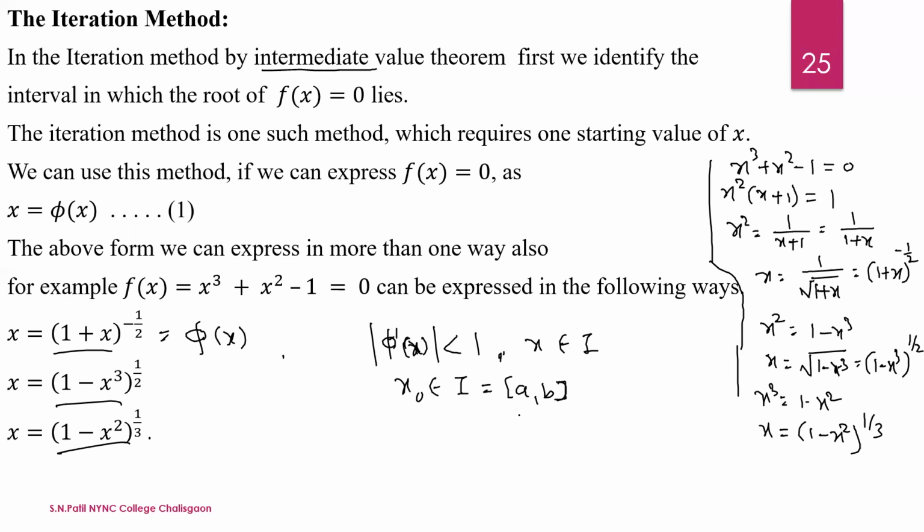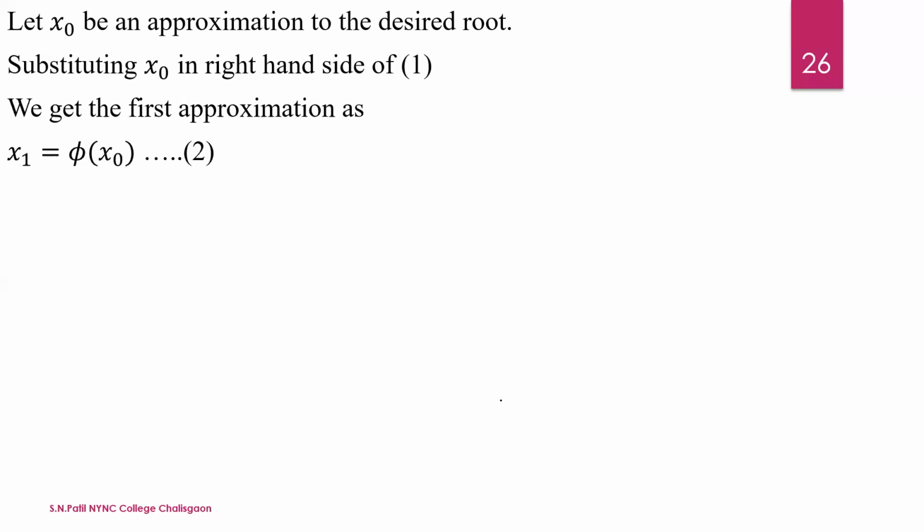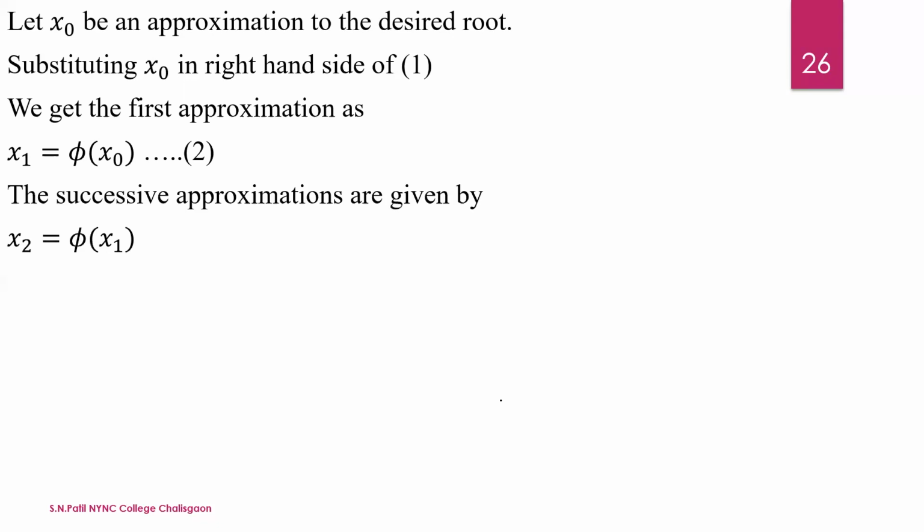Now let us see. First we take x naught as the initial approximation to the desired root. Now substituting x naught in the right hand side of equation 1, we get the first approximation x1 is equal to phi of x naught. Now the successive approximations are given by x2 is equal to phi of x1, and the next approximation x3 is equal to phi of x2.